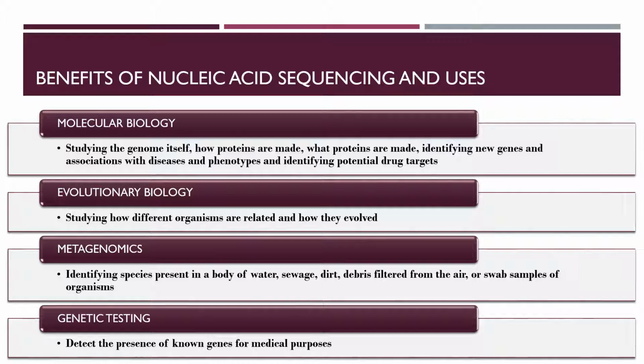In metagenomics, we analyze the DNA from different abiotic environmental components like water bodies, dirt, air, and even swab samples of organisms for forensic analysis. Genetic testing to detect genes for medical purposes.